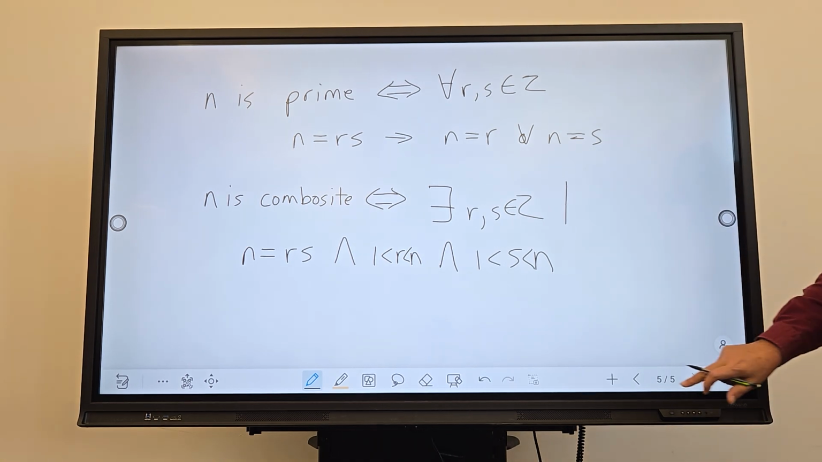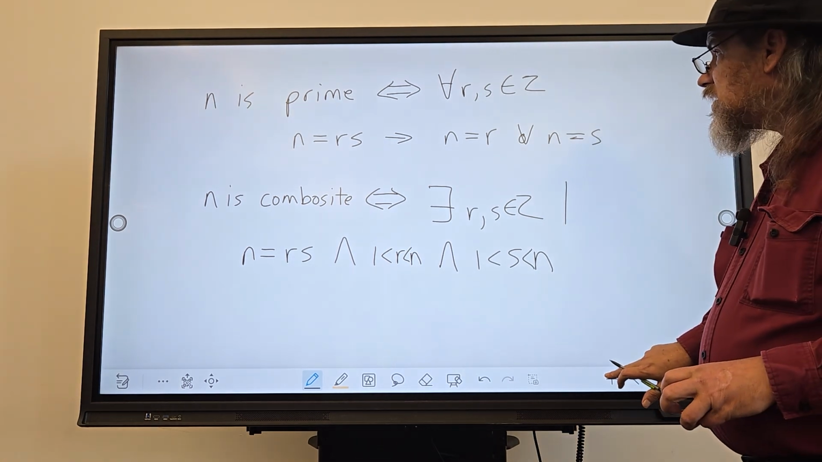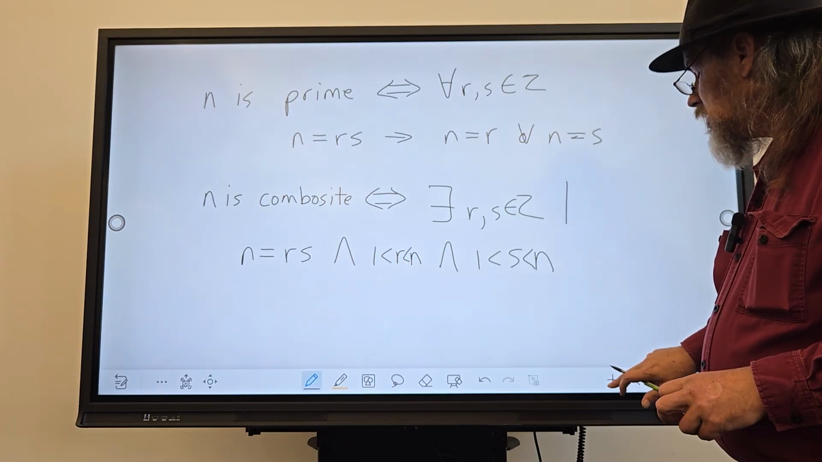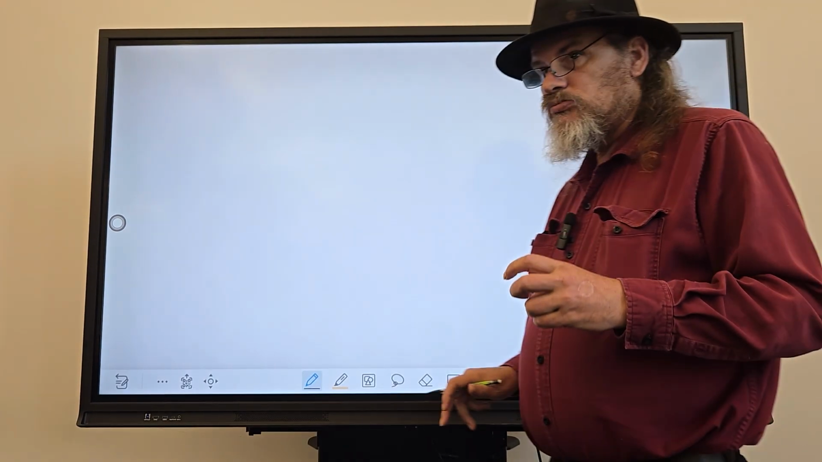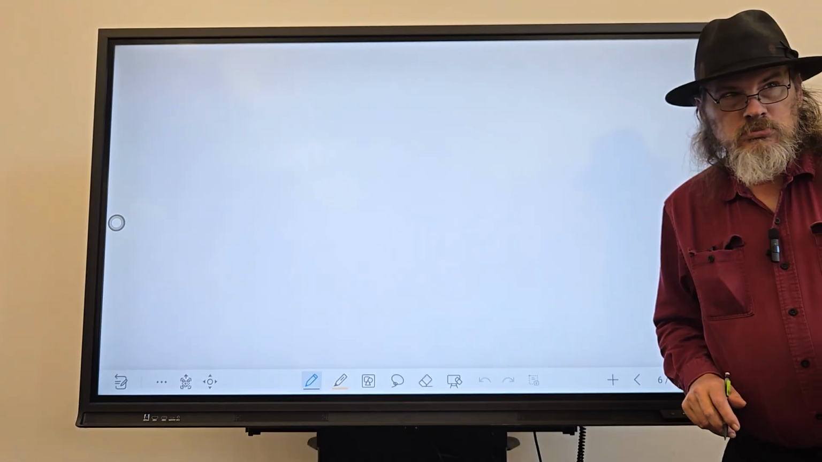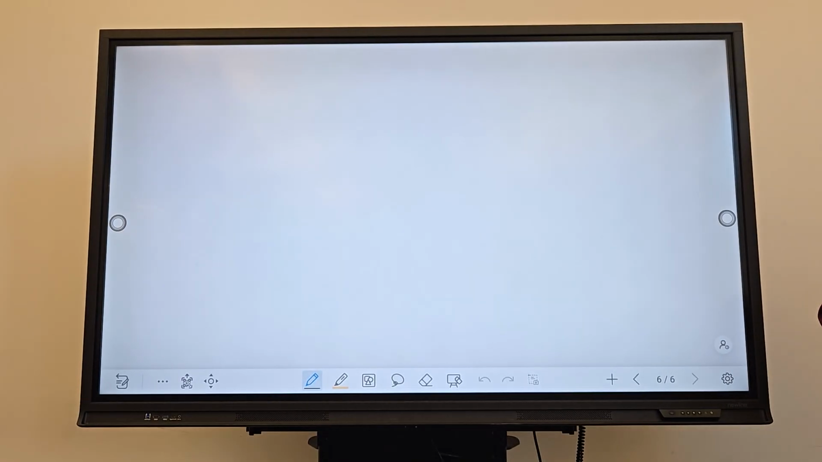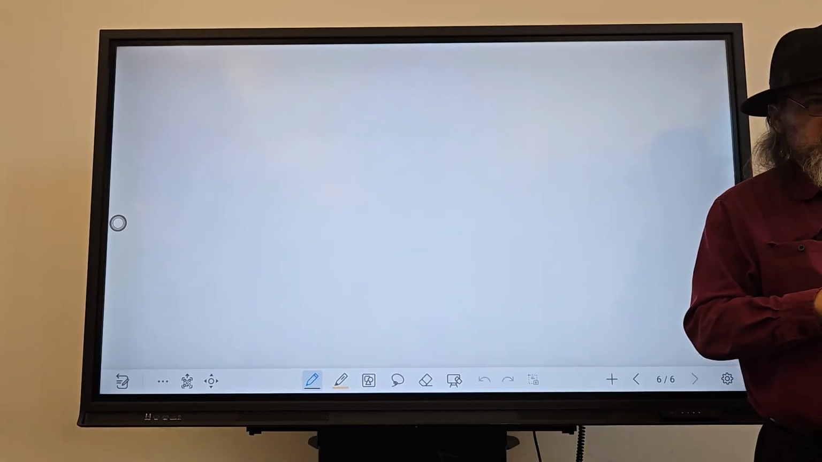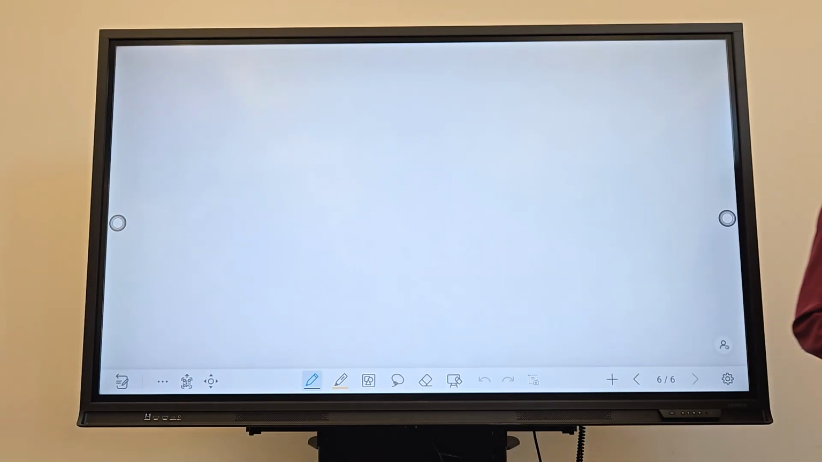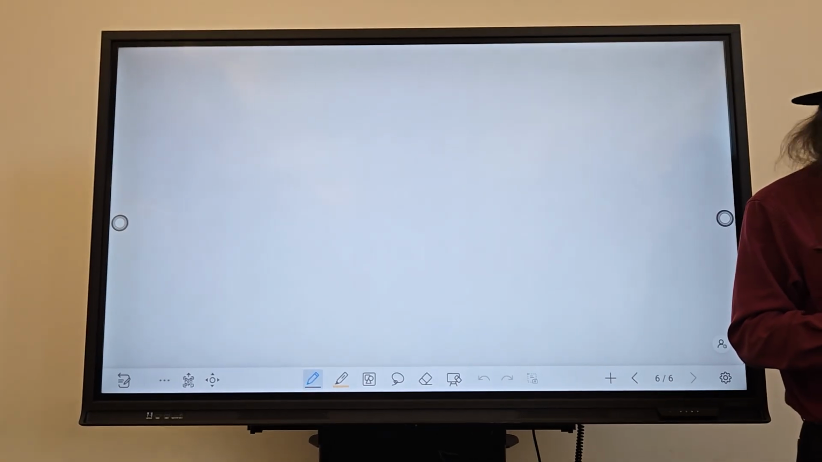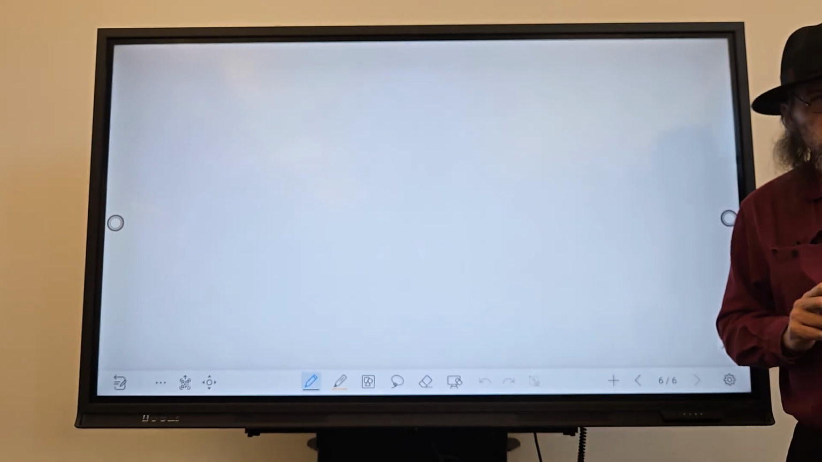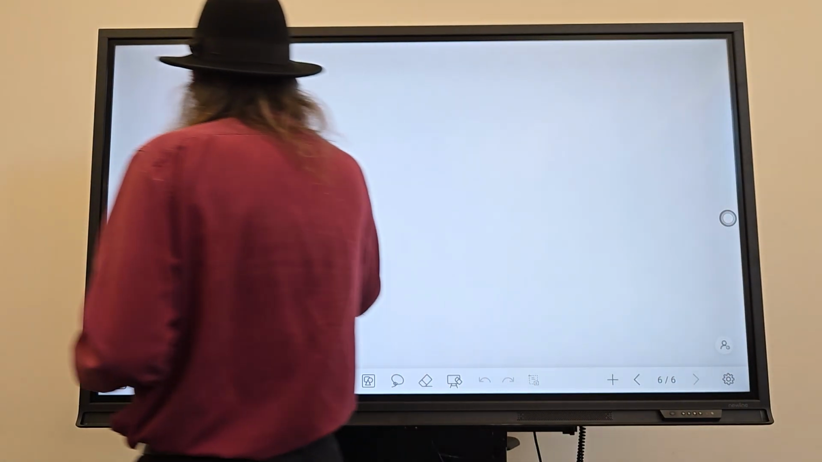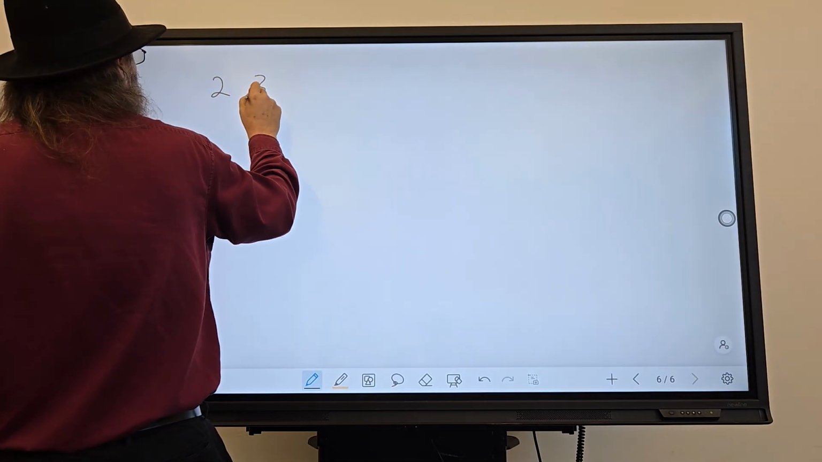Is 1 prime? No, a prime number has to be greater than one. Is every integer greater than 1 either prime or composite? Yeah. What are the first six prime numbers? 1, 3, 5. No, 2, 3.